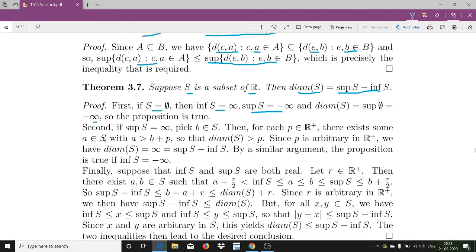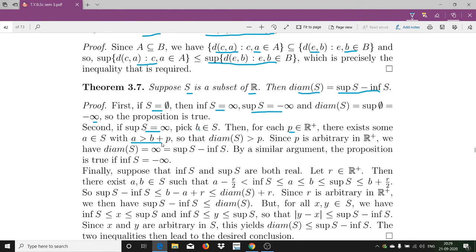Second, we assume the supremum of S to be infinity. Now we are not making any condition on the infimum here. We only know that the supremum of S is infinity. In that case, you take any element b in S and a positive real number p. Since the supremum is infinity, there will be an element a which will be greater than b plus p. Otherwise, if you cannot find any element a which is greater than b plus p, that will mean that b plus p is an upper bound, and that will prove that the supremum is finite. So that will be a contradiction.